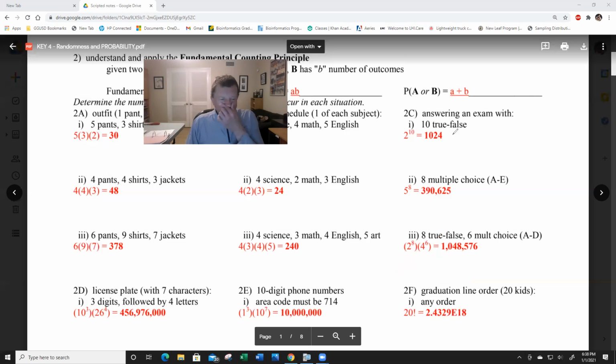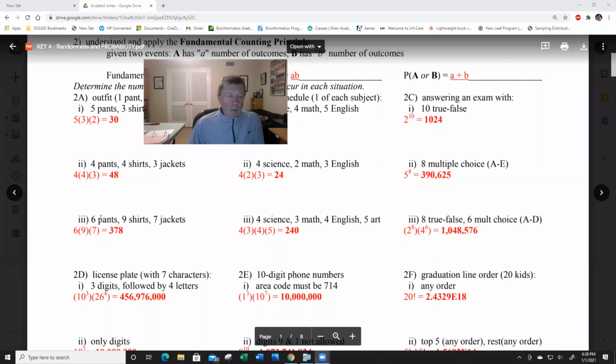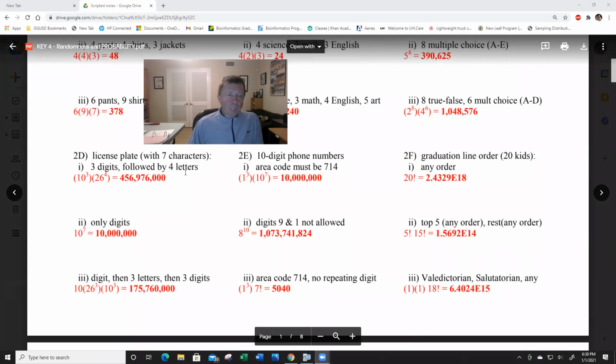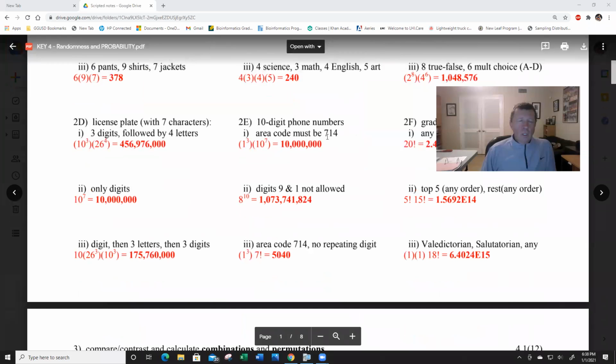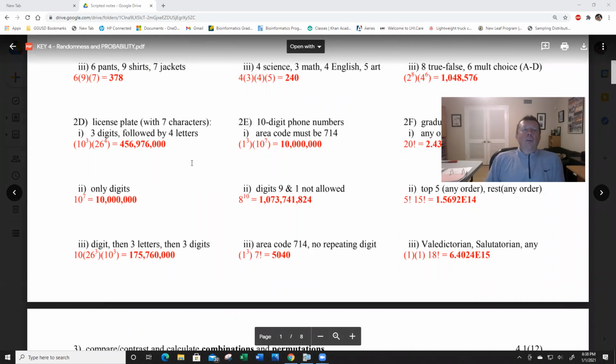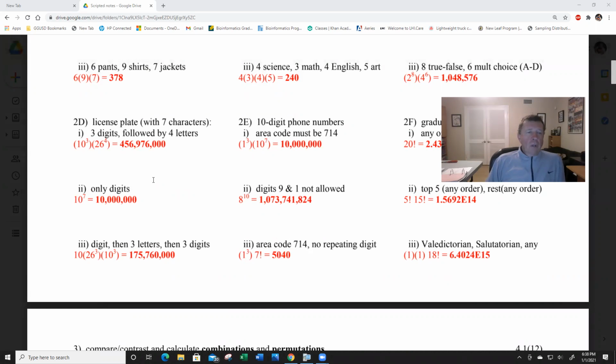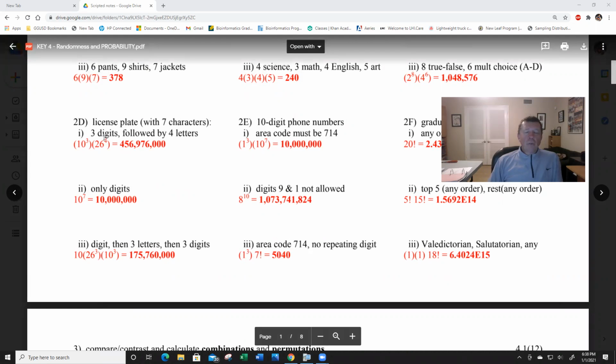Anyways, now let's go to D here. So we got D, E, and F. License plates, this is how you get so many cars out there. So 456 million cars you can have on the road, and they were all on the same freeway trying to block my way home the other day. Anyhow, 3 digits. There's actually 10 digits, 0 through 9 is 10 numbers, just so you know. So that's 10 to the third, 10 times 10 times 10.